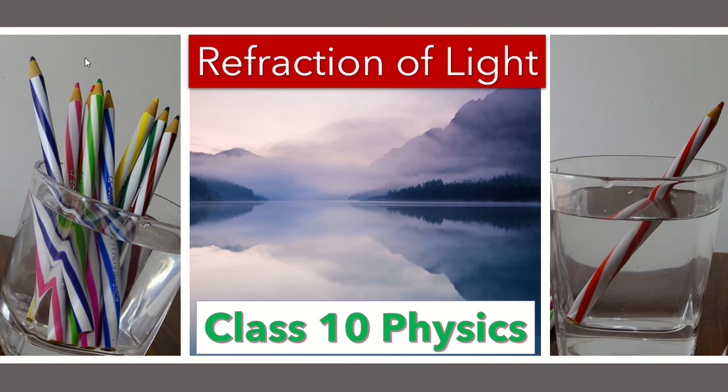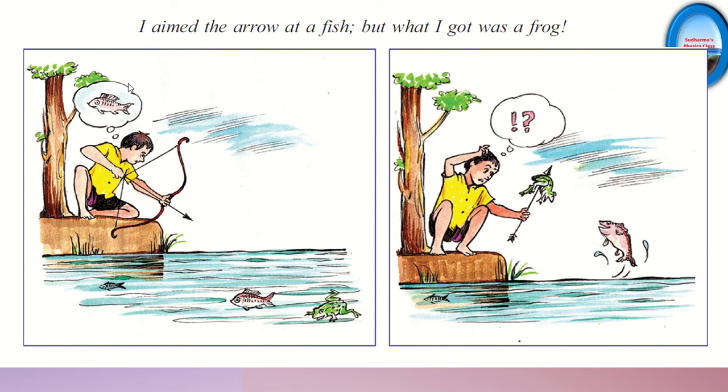So before knowing what is refraction, let me show you some examples here. In this particular picture, see this boy says that I aimed the arrow at a fish, but what I got was a frog. Observe the diagram carefully and think what happened in this case. We have a fish and a frog here, and he was aiming at the fish, and the arrow went and hit the frog, right? Why did this happen?